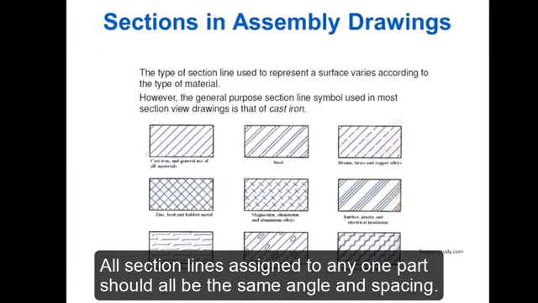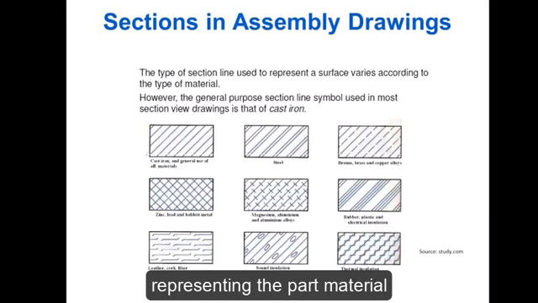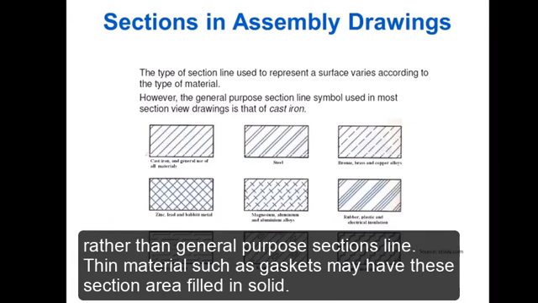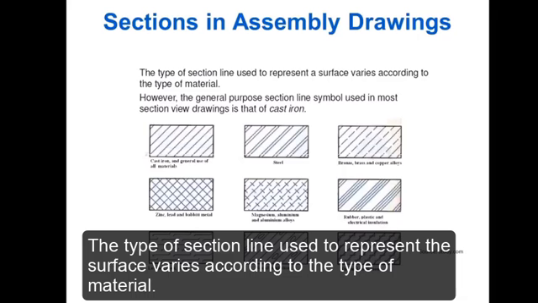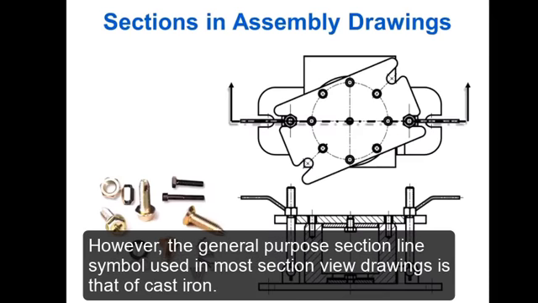All section lines assigned to any one part should all be the same angle and spacing. To clarify an assembly drawing with many section lines, it is also helpful to use the section line patterns representing the part material, rather than general-purpose section lines. Thin materials such as gaskets may have the sectioned area filled in solid. The type of section line used to represent a surface varies according to the type of material. However, the general-purpose section line symbol used in most section view drawings is that of cast iron.